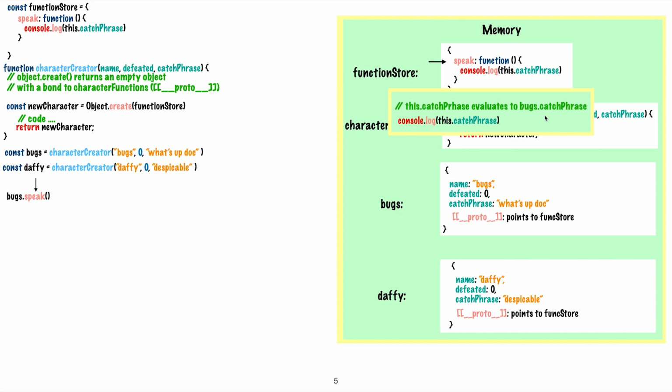bugs.catchphrase. Okay, and so the next thing that we need to do is, since this evaluates to bugs, we need to, one more time, look up bugs in main memory, and we see that we find it. Now, the next thing that we have to look for is this catchphrase property. So we'll search the object directly, and we see that we find the catchphrase, and we'll go ahead and log that to the console. And the exact same thing happens for Daffy.speak.